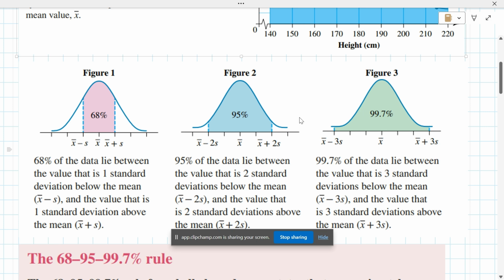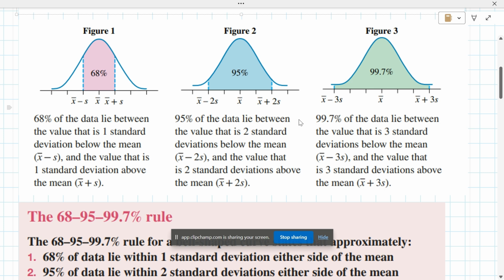68% of the data is within one standard deviation of the mean, so using your mean plus or minus the standard deviation. And the 95% is within two standard deviations of the mean, so below is the mean x-bar minus 2s, and above is two standard deviations above the mean. Basically, from line to line there's one standard deviation between, here it becomes two standard deviations between, and later on we have three standard deviations. So 99.7% of the data is within three standard deviations of the mean.